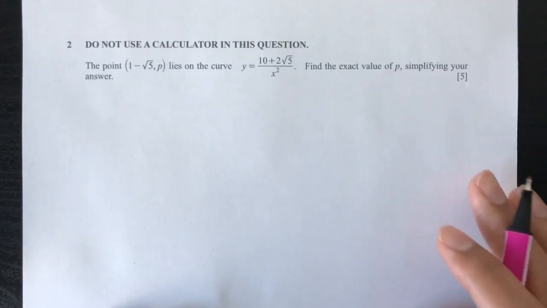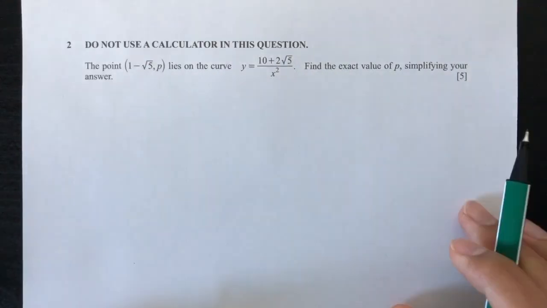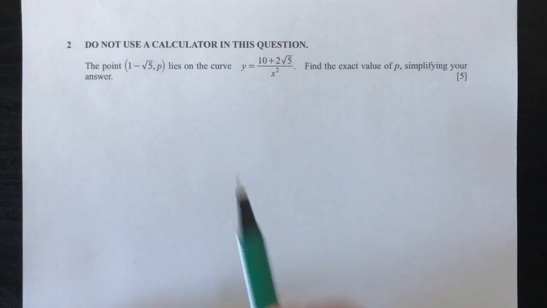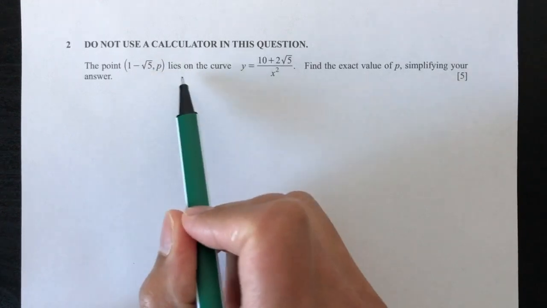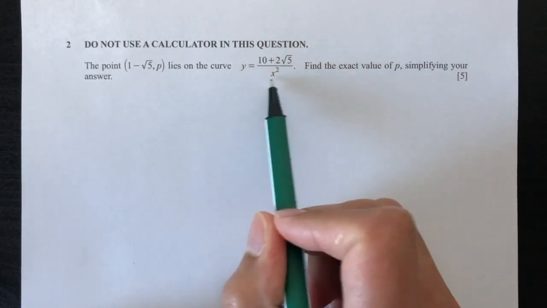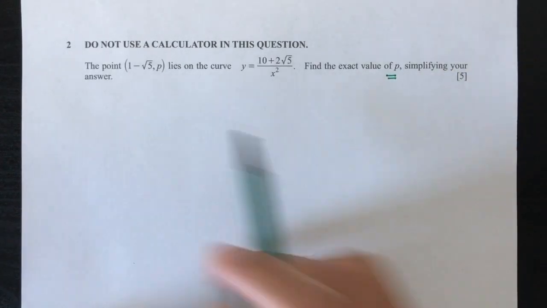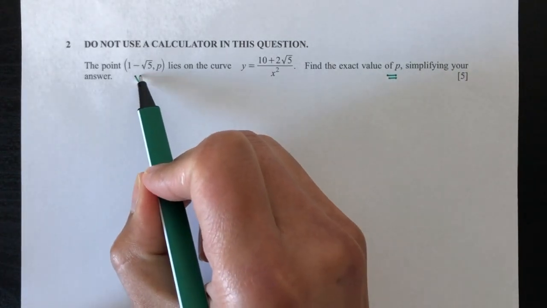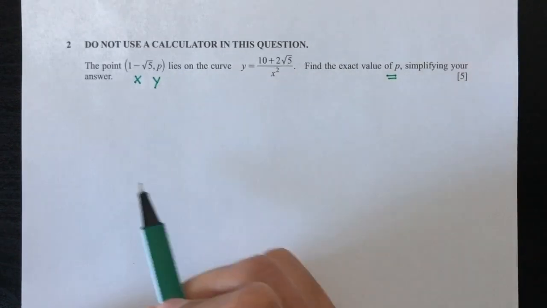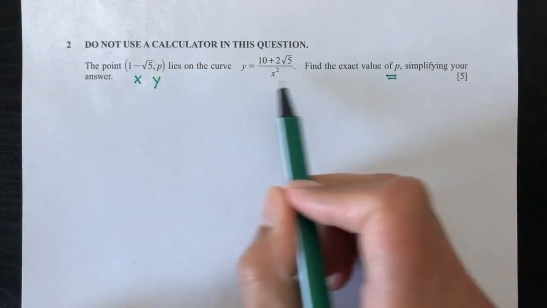Now for part B, do not use a calculator. Whenever you see that, you have to show all the steps of your work of how you find the answer. The point lies on the curve. This is our curve. Find the exact value of p, simplifying your answer. As you know, this will be our x and this is our y. So we have to find the value of p by replacing these two in this equation.